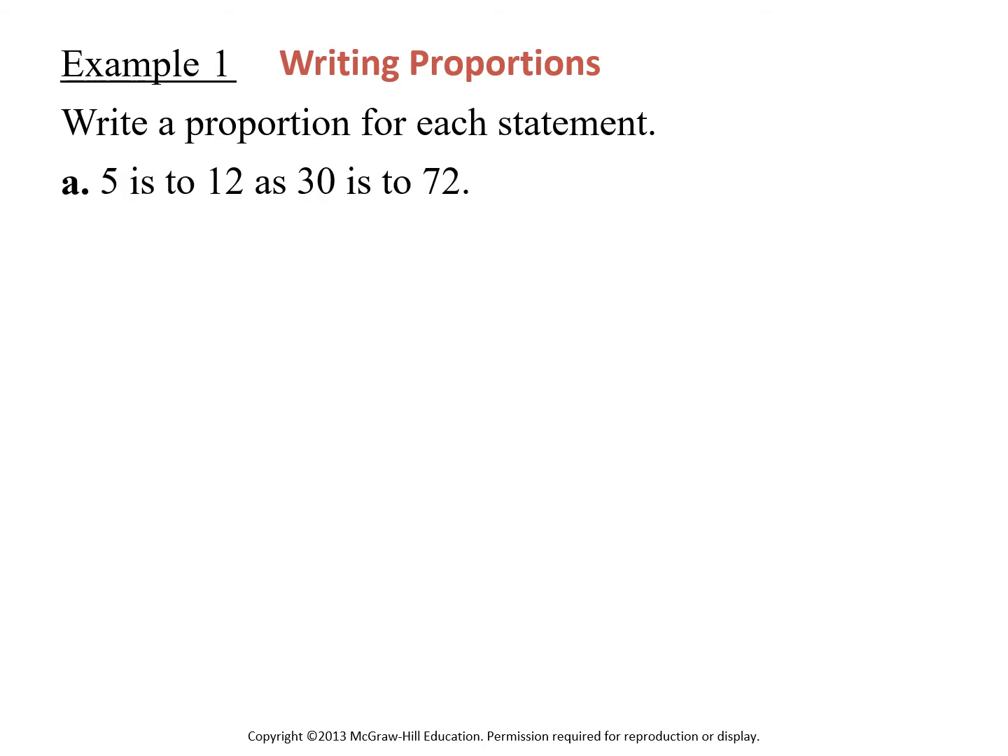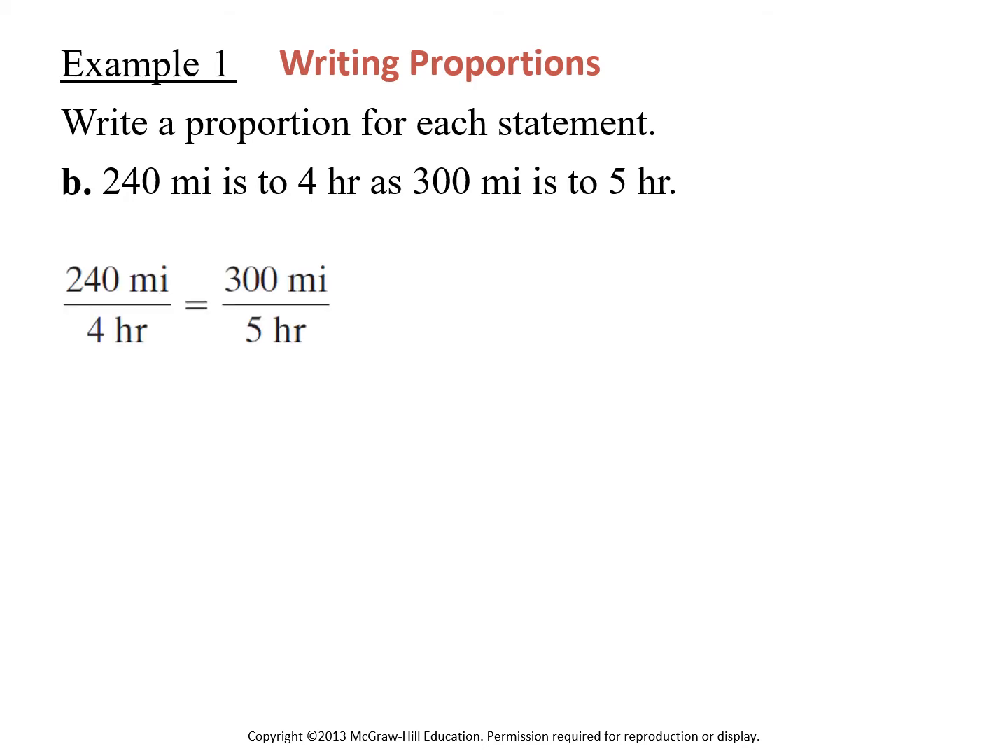5 is to 12 as 30 is to 72. So we have our two ratios that are set equal to each other. 240 miles is to 4 hours as 300 miles is to 5 hours.